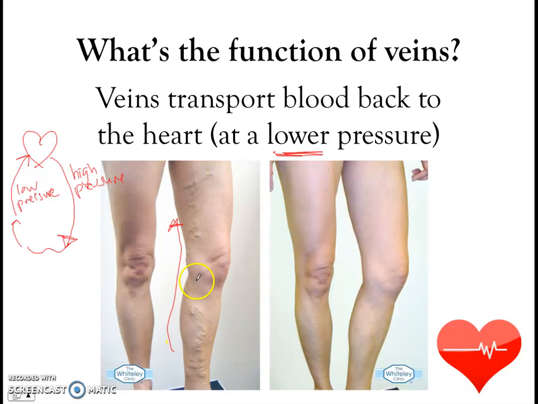You might have seen this condition before. Some very weird looking things on their legs. This condition is called varicose veins. It happens when the veins become enlarged because blood isn't pumped up the leg back to the heart properly. So it starts to accumulate inside the blood vessels. Alright, so key point, veins transport blood back to the heart at a lower pressure.